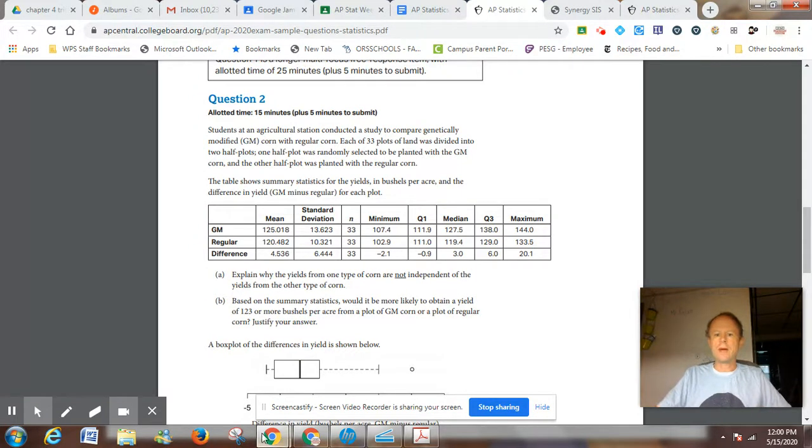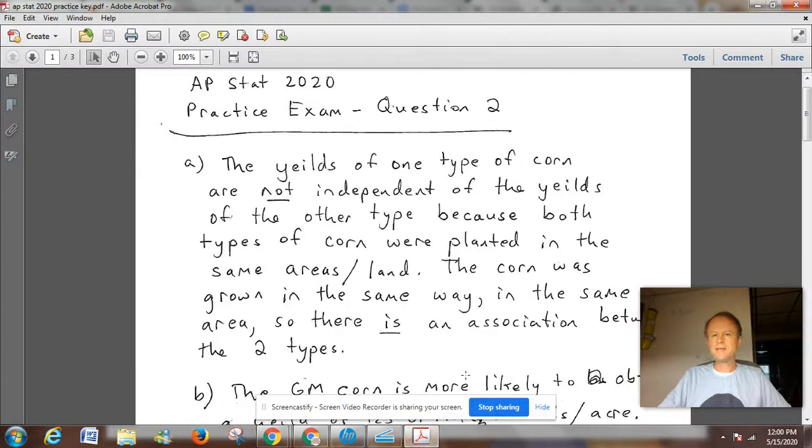So I'm going to show you what I wrote for that answer. Said the yields of one type of corn are not independent of the yields of the other type because both types of corn were planted in the same areas and land. So the corn was grown in the same way, in the same place, in the same area. So there definitely is an association between these two types of corn and the output of those types of corn, or the yield. The other thing that you might want to mention there is they both are experiencing the same weather patterns. They're experiencing the same growing season and growing conditions. So definitely there is an association between those.